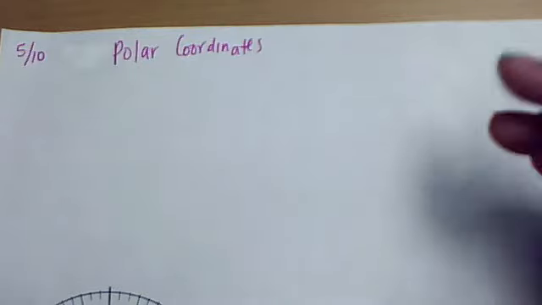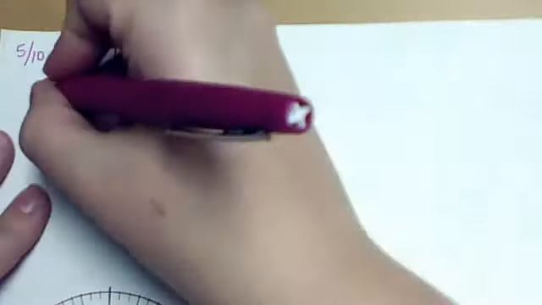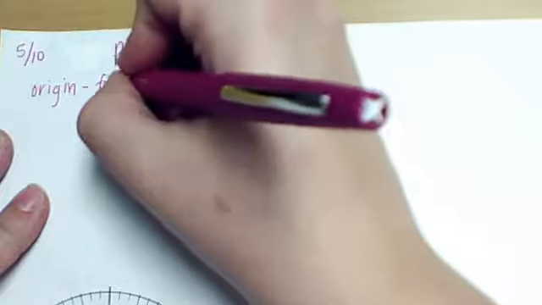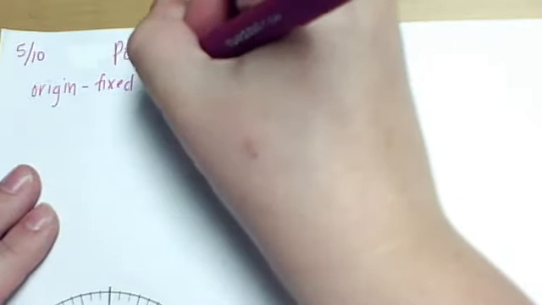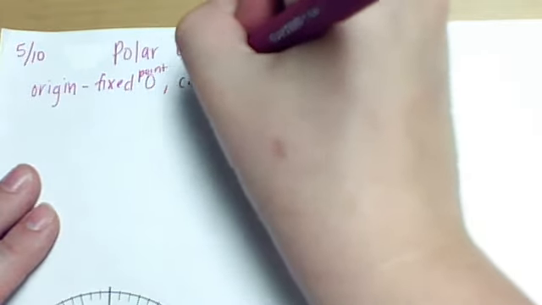Alright, so today we're going to be talking about polar coordinates. Polar coordinates is kind of using our information from rectangular coordinates and the unit circle and just combining it all. So first is the origin. It's a fixed point. Instead of it being 0, 0, it's a fixed point 0. And it's called the pole.